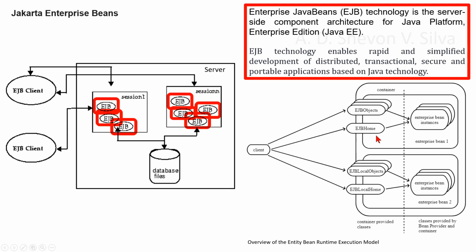Interface EJBHome. The EJBHome interface must be extended by all enterprise beans' remote home interfaces. An enterprise bean's remote home interface defines the methods that allow a remote client to create, find, and remove enterprise bean objects.